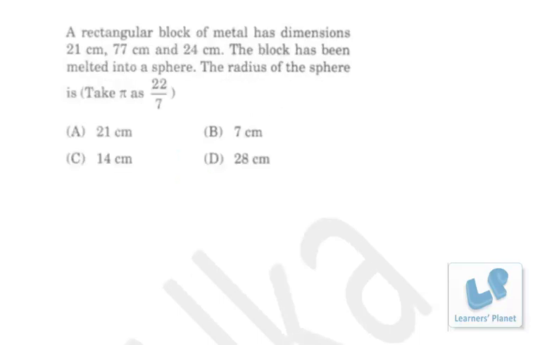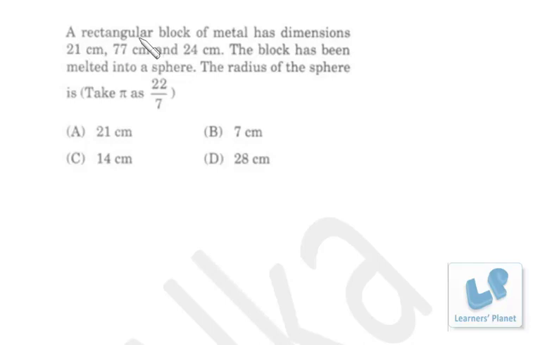Now a rectangular block of metal has dimensions this. The block has been melted into a sphere. Find the radius of the sphere, take pi as 22 by 7. Now once again, we have already discussed this sort of problem. When one body is converted to another, the volume will remain the same, right? So we can easily equate the volume, right?